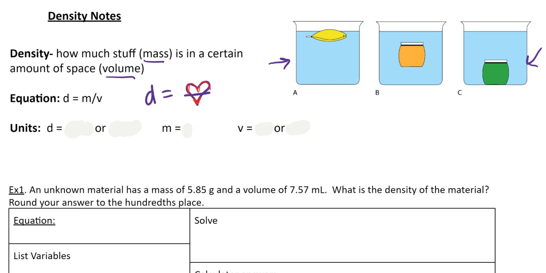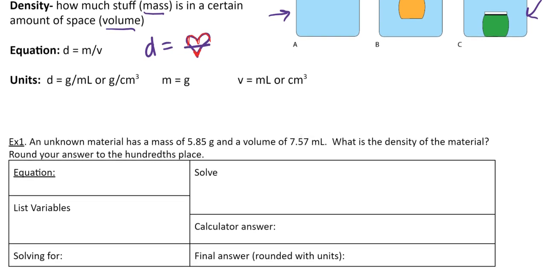So density will have grams per milliliter or grams per cubic centimeter on it. That's how you know it's a density number. Mass, we know the unit is grams. And volume can be milliliters or cubic centimeters. So let's see if we can figure that out when we work on this question down here.